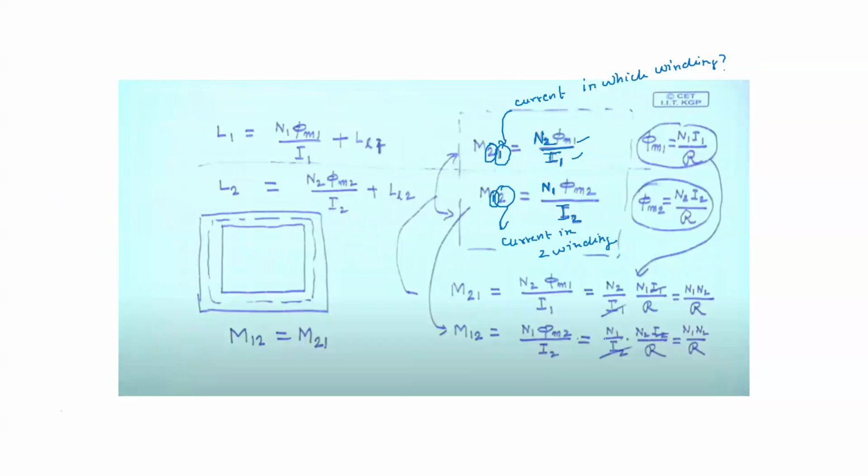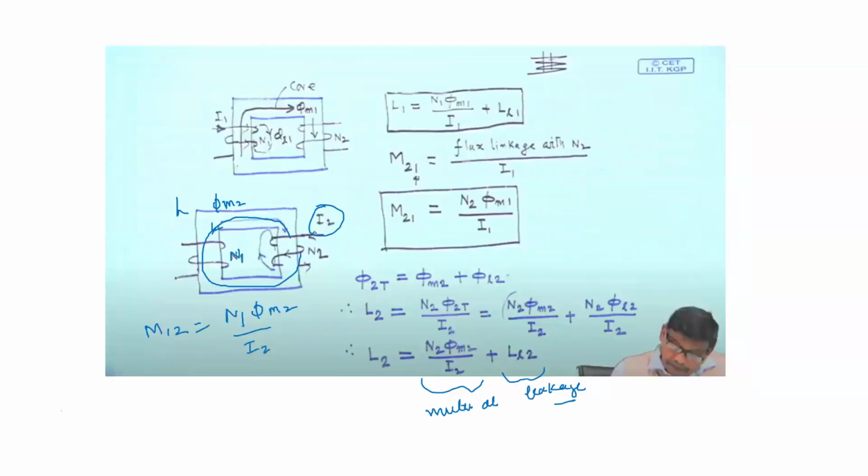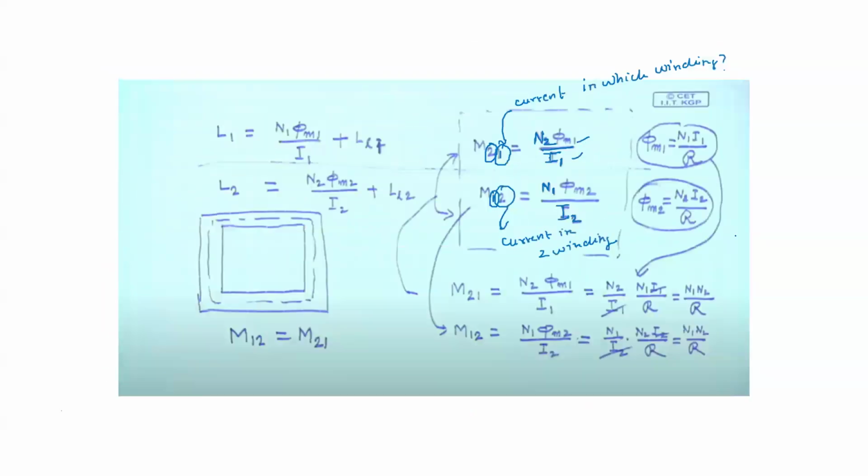Okay, so here in place of phi M1 he has placed N1 I1 by reluctance, and in place of phi M2, because phi M2 is because of this I2 flowing in N2, so this is N2 I2 by reluctance. If you place this, you will see that M21 comes out to be N1 N2 by reluctance, and M12 comes out to be N1 N2 by reluctance. So I am just writing down the final things. You will see that L1 is N1 square by reluctance.